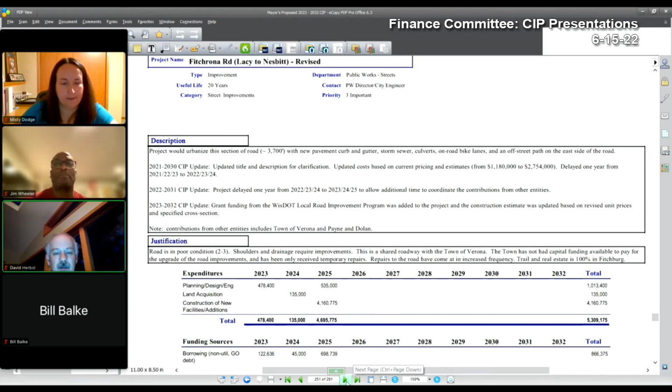So this project has been delayed substantially. We did get a grant awarded for this, although there were some caveats to it. We applied for two separate grants. One was an 80-20 grant that would do a larger project from Nesbit to Tonto Trail, which is farther south than the Lacey Road intersection.